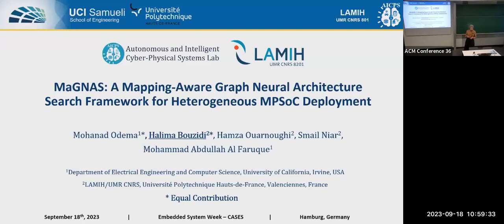Thank you for the introduction. So, hello everyone. Today I'm delighted to present our work, Magnus, a mapping-aware graph neural architecture search framework for heterogeneous MPSoC platforms.